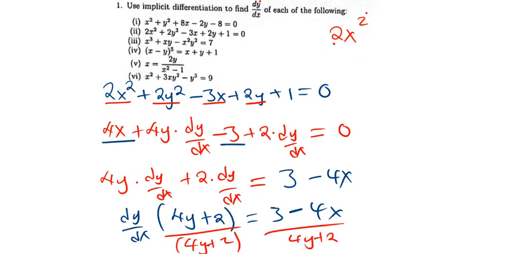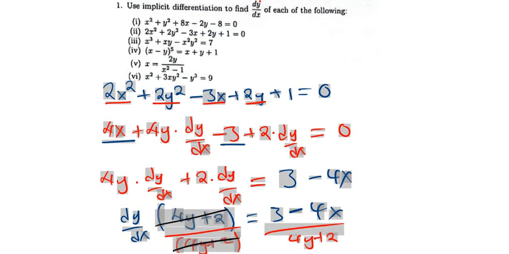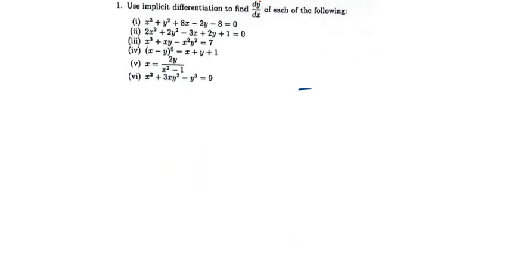Okay, clearly that part can divide, and so remaining 3 minus 4x over 4y plus 2 if our manipulations are correct. Simple and straightforward, right? So far so good. Let's look at a part that involves a bit of some product. So I hope by now you already introduced the product rule, the quotient rule, because they get to be useful in these cases as well.